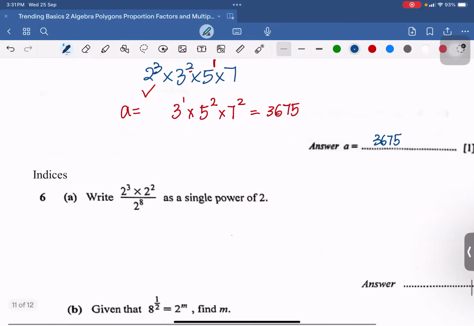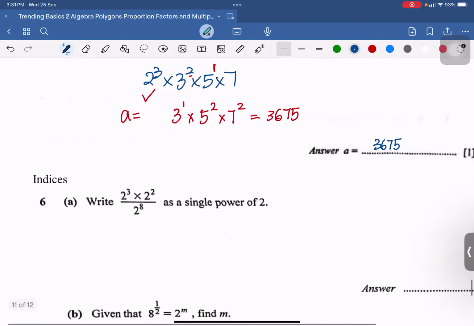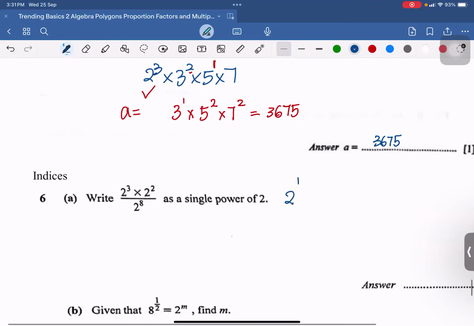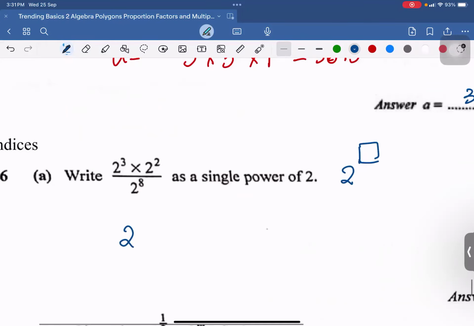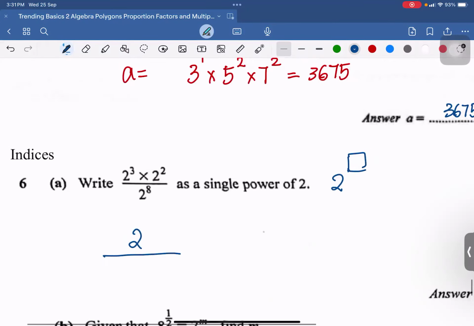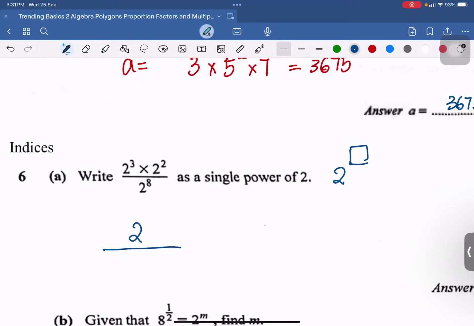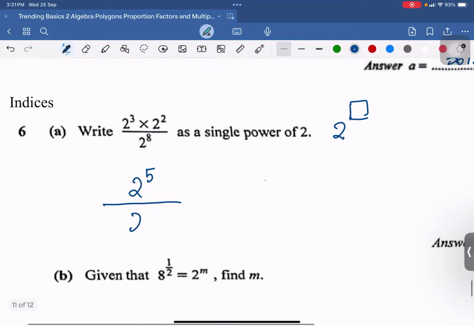Indices: write this as a single power of 2. Maybe you all can try. Single power of 2 means I want 2 to the power of something. So when we have multiplication, what happens to the power? Plus together. So what do we get? 2 to the power how many? Plus, it becomes 3 plus 2, so 2 to the power 5. Then this is 2 to the power 8.